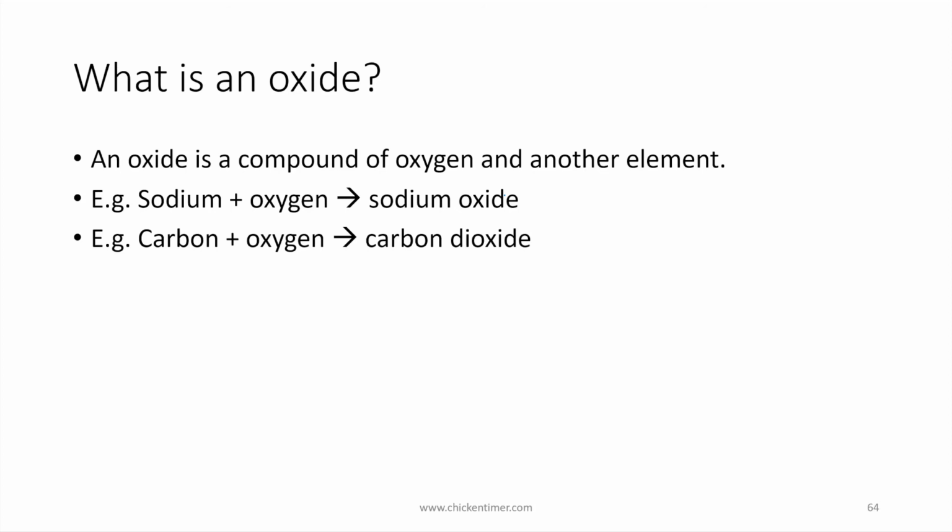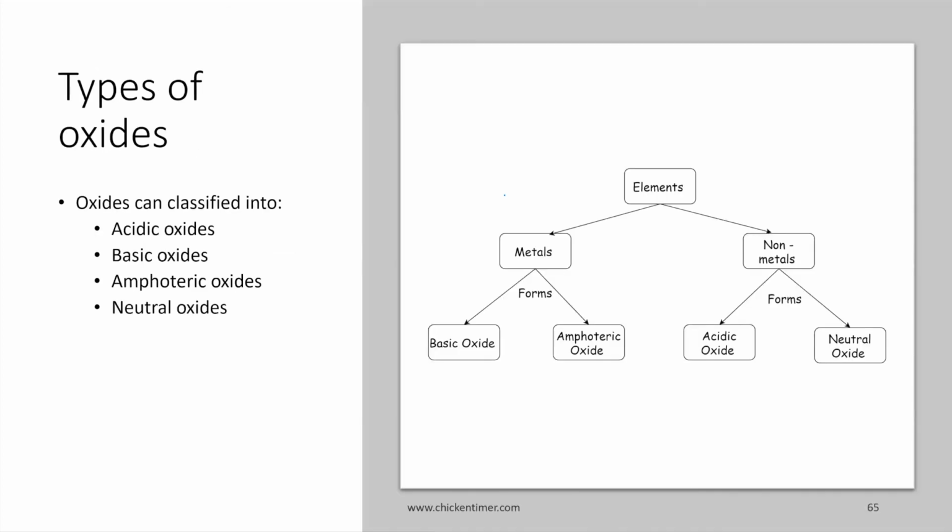So if I have sodium react with oxygen, I'll get sodium oxide. Then if I have carbon reacting with oxygen, I'll get carbon dioxide. I can also get carbon monoxide. So the whole point is just an element plus oxygen means it's a compound, it's an oxide. So there are 4 types of oxides, which is basically the acidic oxide, basic oxide, amphoteric oxide, and neutral oxide.